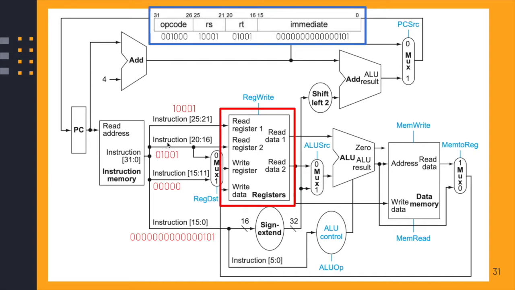The second line, instruction bits from 16 to 20, is the RT, which is 01001. So these two lines contain the register numbers of RS and RT. Finally, the third line contains instruction bits from 11 to 15.